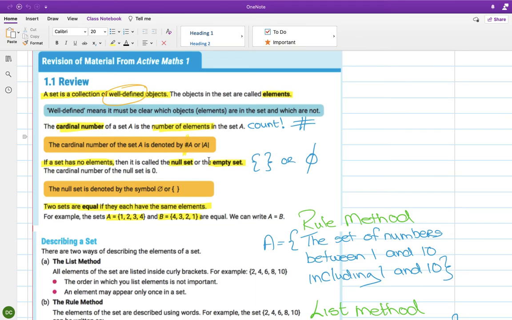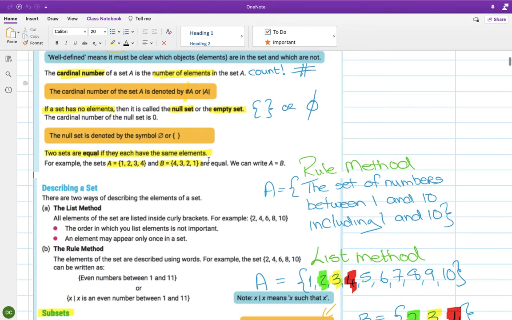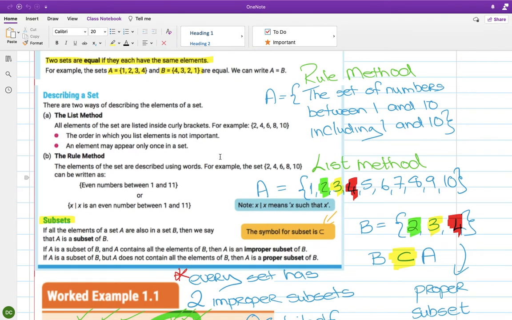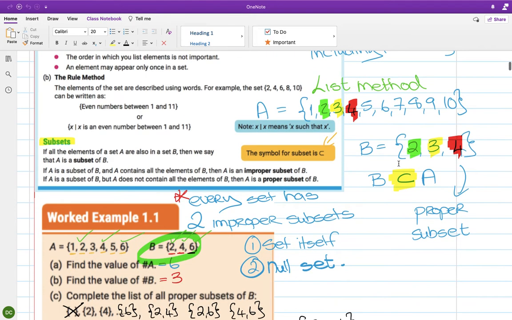Well-defined set. A set must be well-defined. With the concept of well-defined, what does that mean? What's an element? What is a cardinal number and how do you get it and what's the symbol? What is a null set and what's the symbol? In what situation do you state the 2 sets are equal? Describing a set using the rule method and the list method. What's the difference? Subsets. So what is a subset? And then more specifically, what is a proper subset and what is an improper subset?